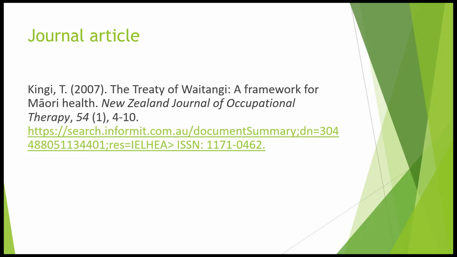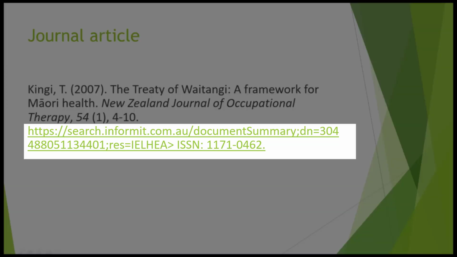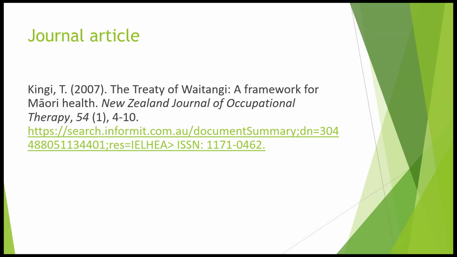The volume it came from was number 54 and the first issue in that series. And if I was to look it up in that particular journal, I'd find it spread across pages 4 to 10. And lastly, I've added this link, which in this case is a URL to a site from which I got the article. Now let's look at a variation to this, a common one, and that is where there is more than one author.